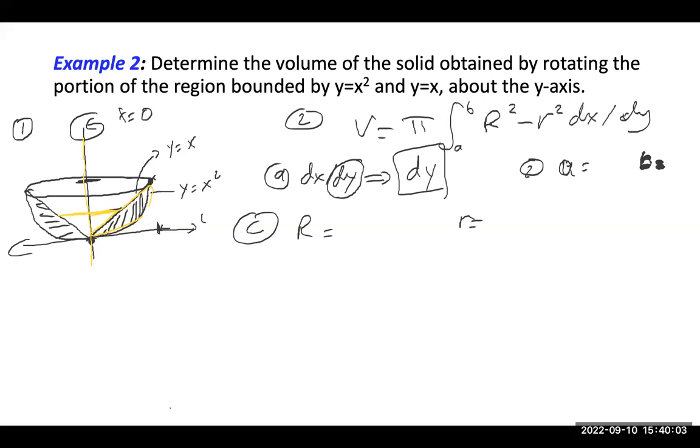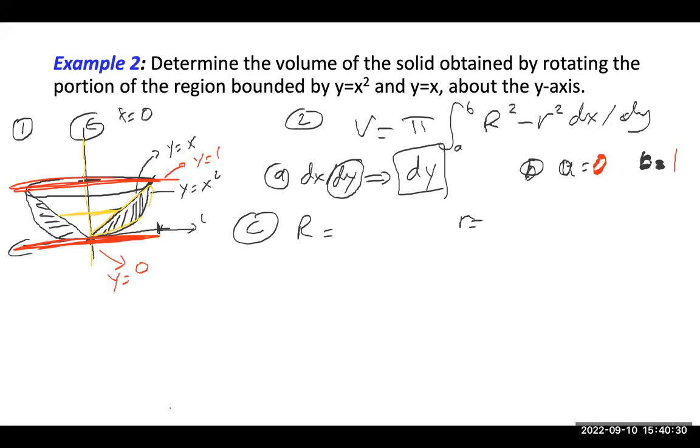This is important for the next step, because the next step says, okay, if you're dealing with y, then the bounds have to be the bounds for y. So now we're not looking at left to right anymore. We're looking at what's the bottom of this region and what's the top of the region. Well, the region is bounded on the bottom by 0, and on top, they meet at 1 by 1. So it's going to be from 0 to 1.